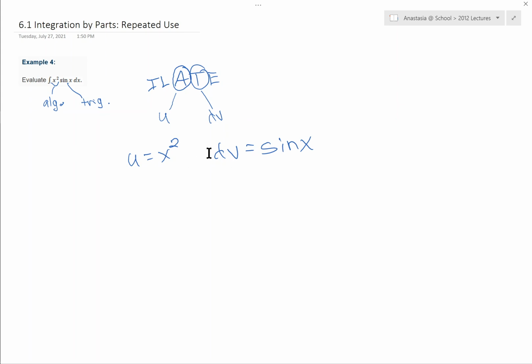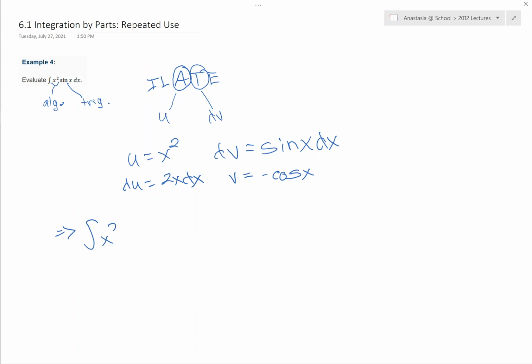Now the question comes, can we integrate dv? And I'm sorry, we need to include a dx here with the sine of x. So can we integrate the sine of x dx? And the answer is yes. This is a direct antiderivative. Specifically, the integral of sine x is equal to negative cosine of x. Then we differentiate u, and that is equal to 2x dx.